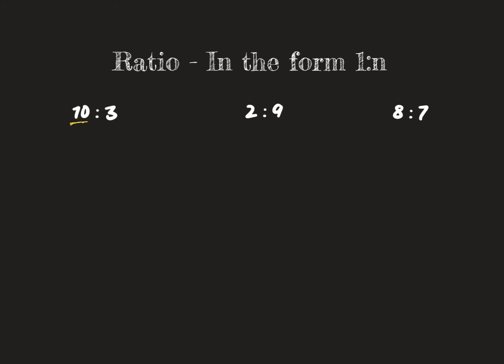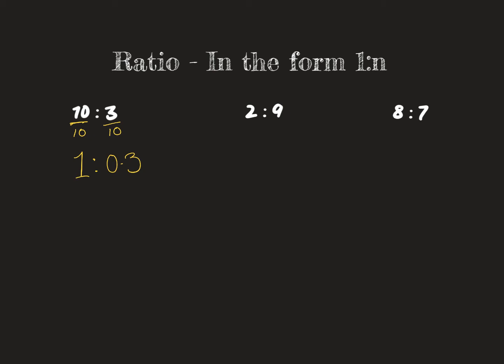So in order to get it down to the number 1, what we need to do is 10 divided by 10 will give us 1. So 10 divided by 10 is 1. Now what you do to one side of a ratio, you must do the other side. So 3 divided by 10 then is 0.3. So our ratio is now in the form 1 to n: 1 at the start and then the equivalent number beside it. So that's 0.3 in this case.